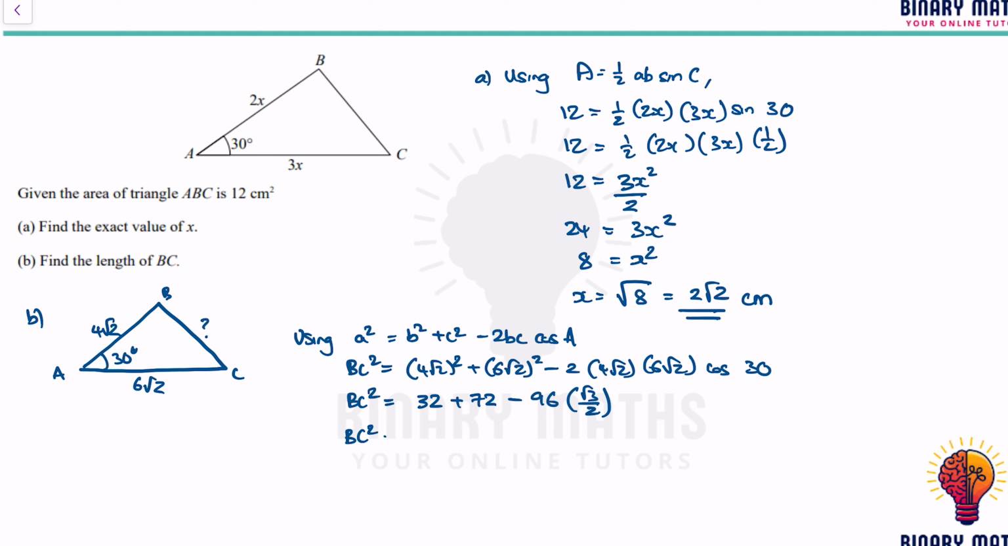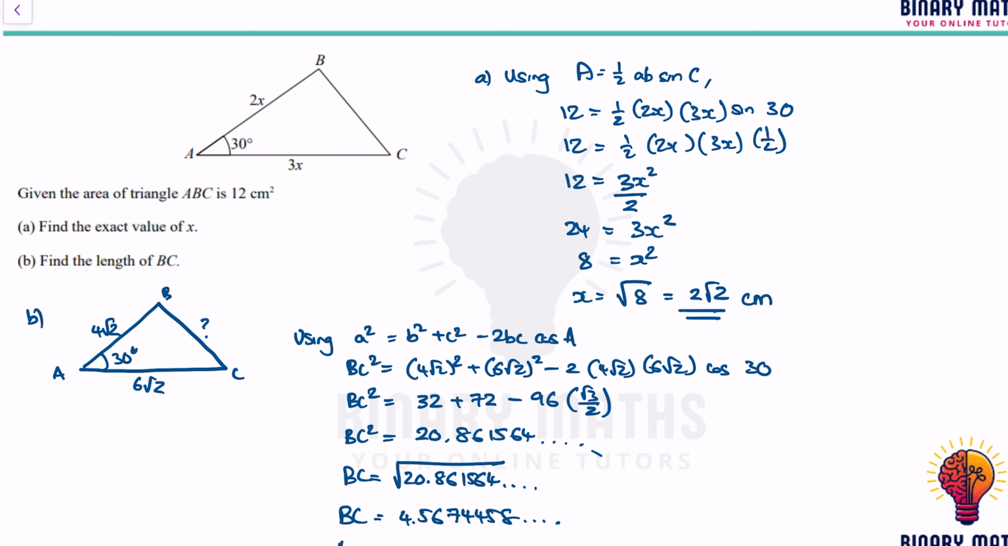This means if I put this into my calculator, BC squared must be equal to 20.861564, which means BC must be square root of 20.861564, going on forever, which means BC must be equal to 4.56744458, which means BC must be equal to 2 decimal places, 4.57, and it was measured in centimeters, so 4.57 centimeters.